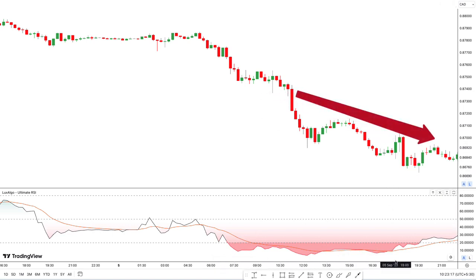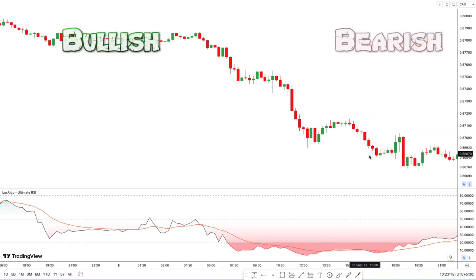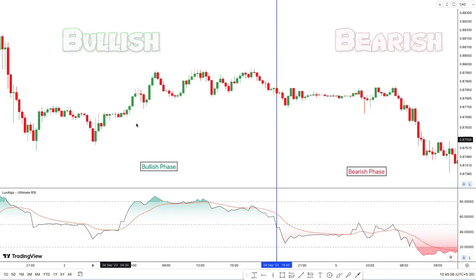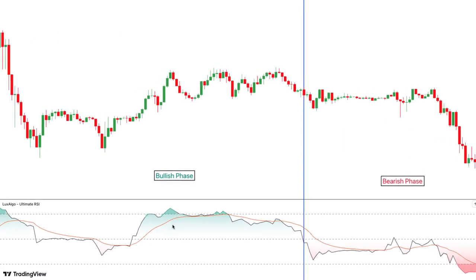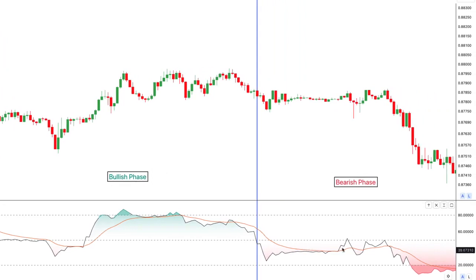Now you may be thinking, but what is the role of the signal line? Well, it serves as a vital tool for gauging the strengths of these bullish and bearish trends. In a bullish phase, a position of the Ultimate RSI line above the signal line signifies an increasing strength of that bullish trend. Conversely, a drop below the signal line indicates that the bullish momentum is decreasing, often indicating a market pullback or even a trend reversal.